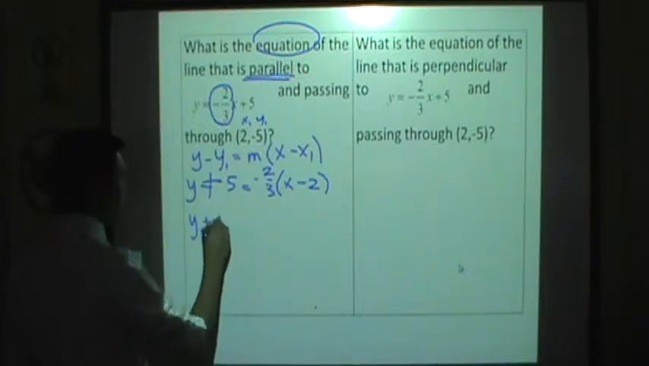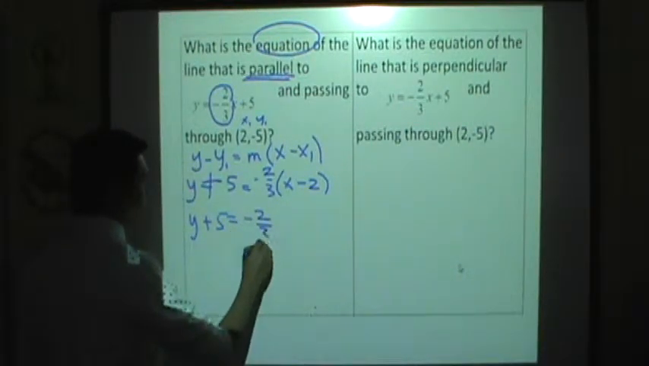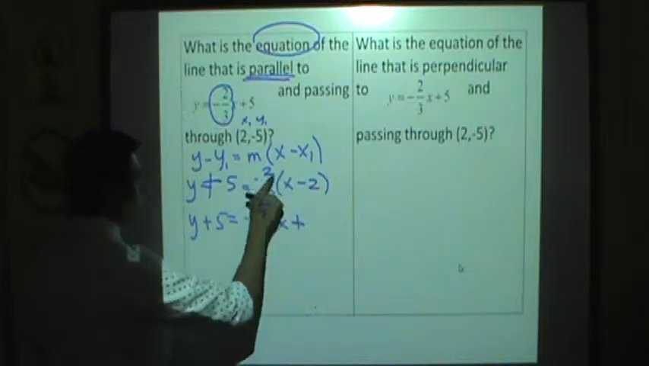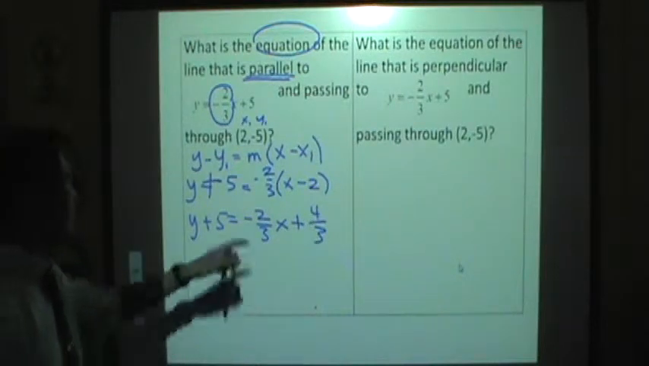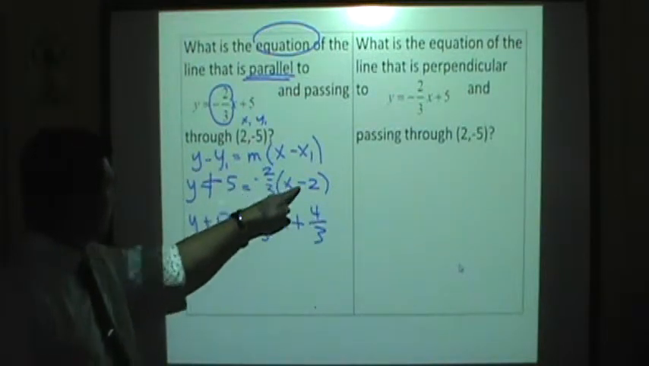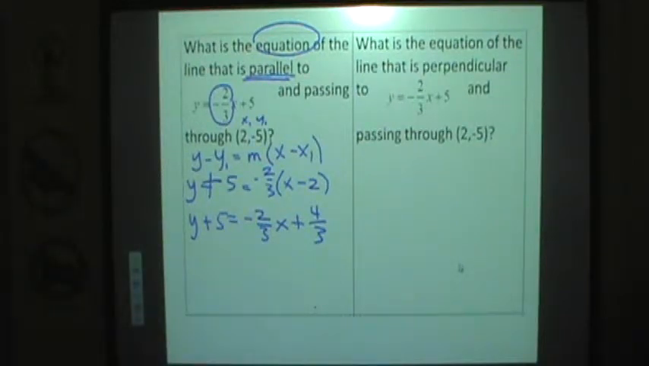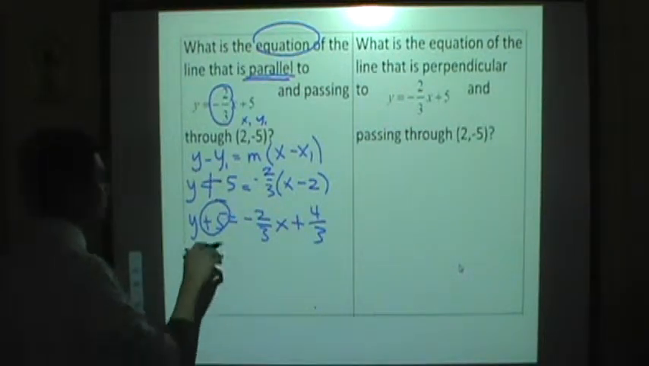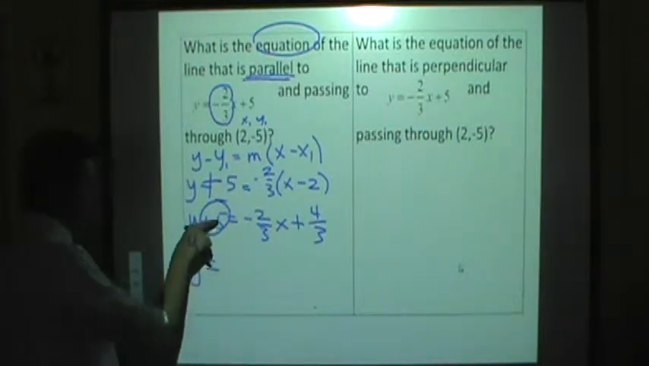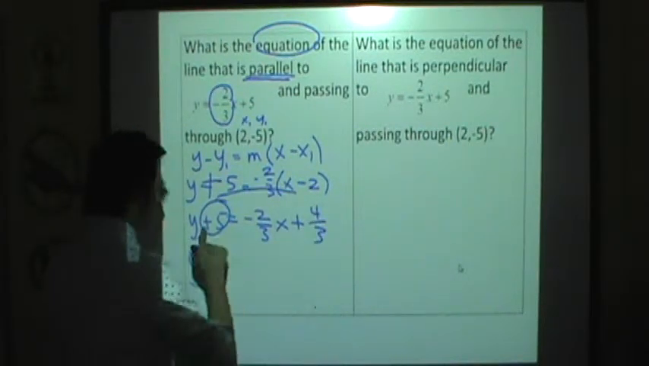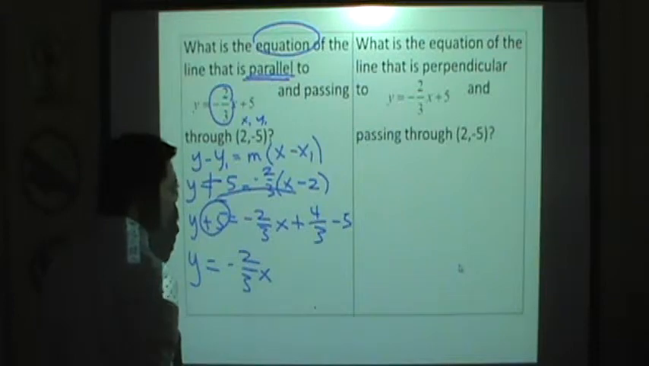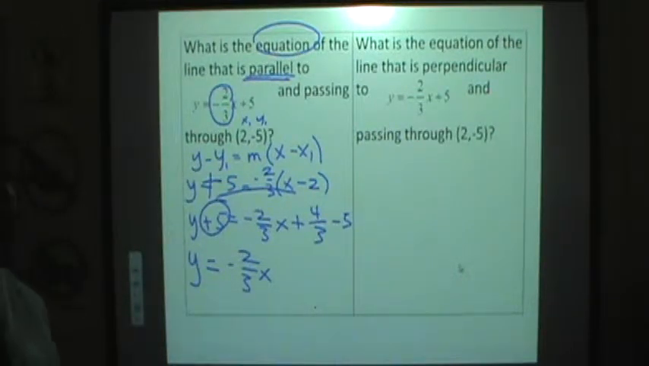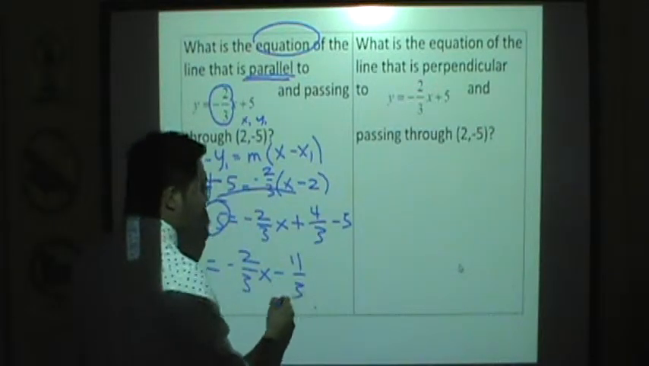y plus 5 equals, distribute that, -2/3 times x minus 2. But negative times negative becomes positive. 2 times 2 is 4/3, copy the denominator. Or on the calculator, -2 divided by 3 times -2 is going to give you positive 4/3. But again, I want to solve for y. There's a number here, so I just have to move it over. It becomes positive over that equal sign, so it is negative. Calculator, 4/3 minus 5, using my mental math, it is -11/3.